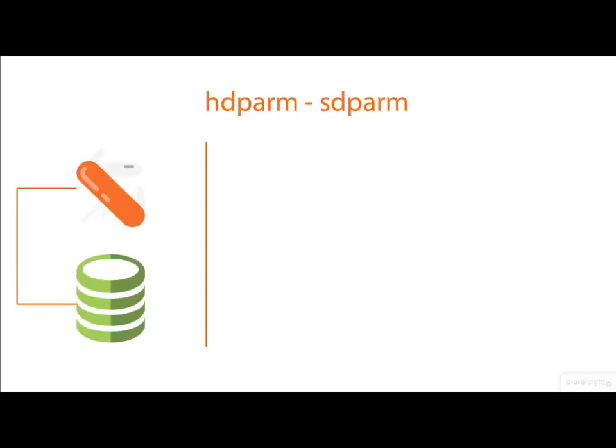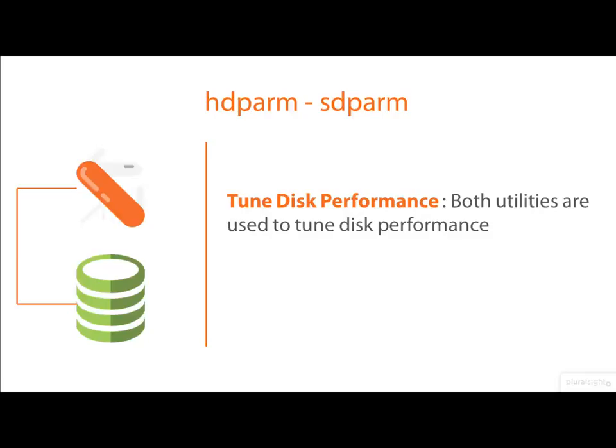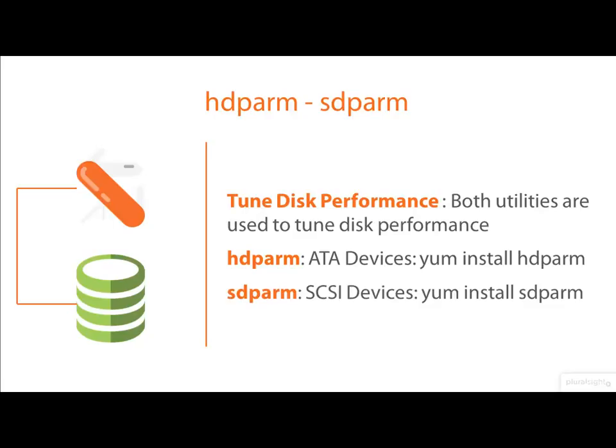Very much in the same way that we have HD drives and SD drives, we have similar tuning utilities, hdparm and sdparm. Both of these are used to tune or configure our disk performance. hdparm is used for your ATA devices, and if we needed to install it, it's already installed on my system, but it would be yum install hdparm. If we're looking at sdparm, this is for our SCSI devices, and we can use yum install sdparm.